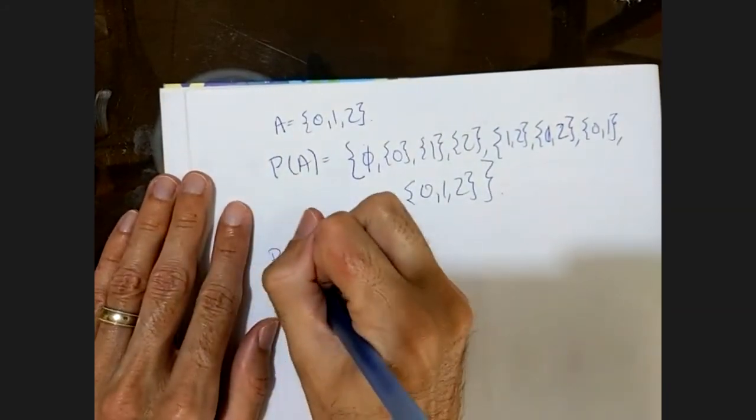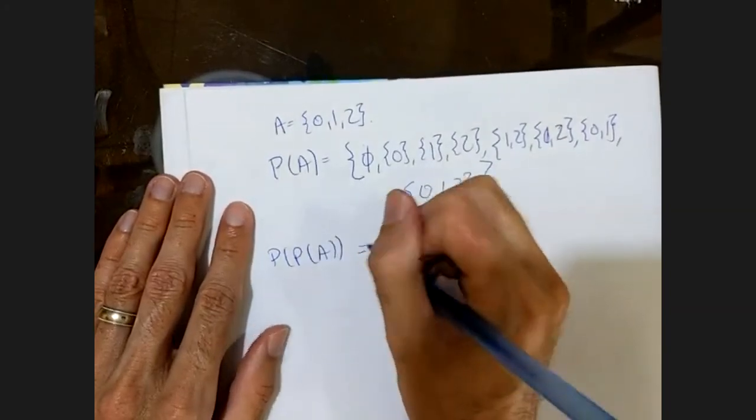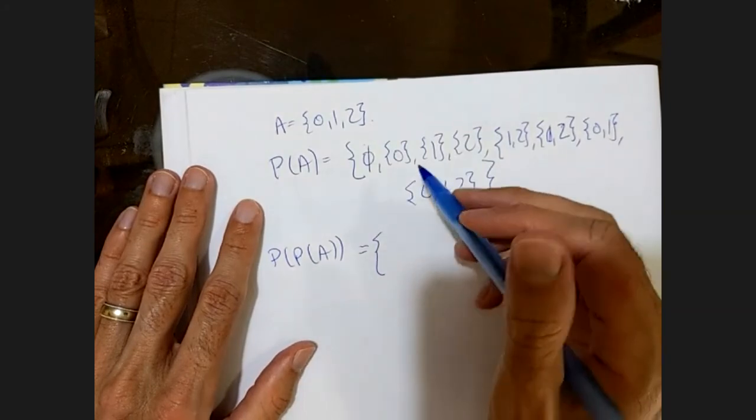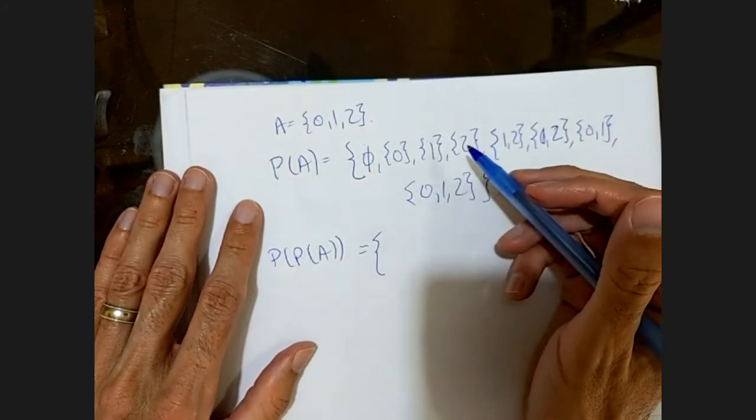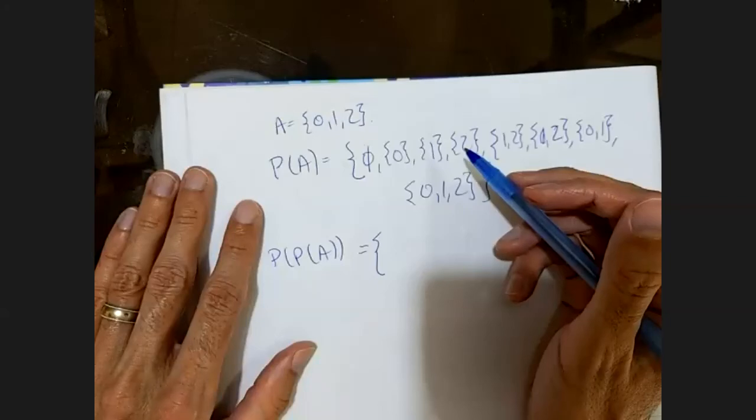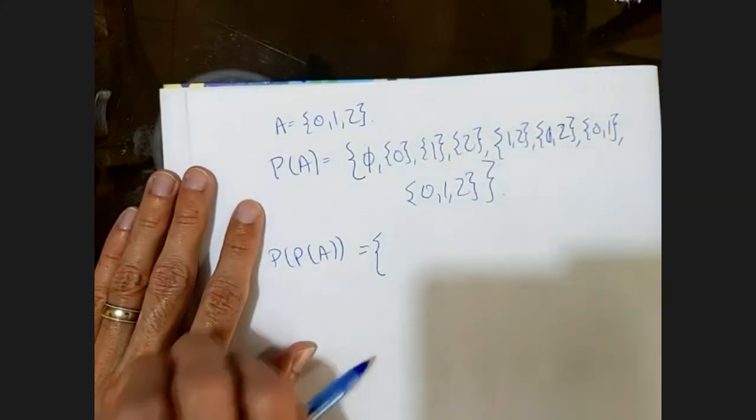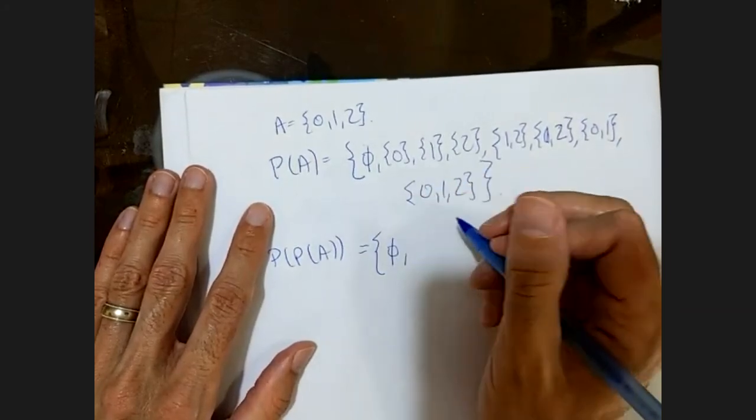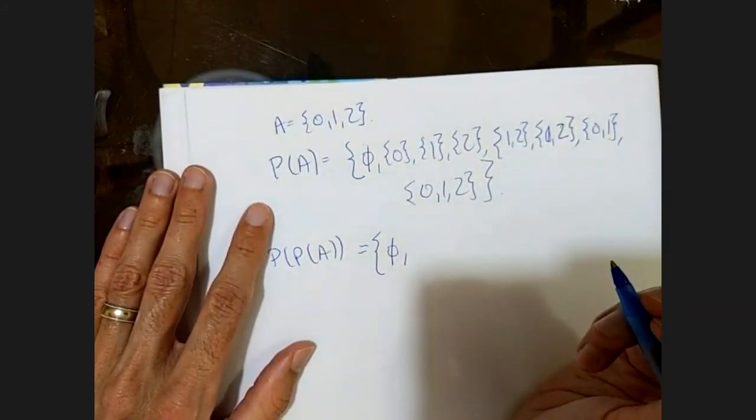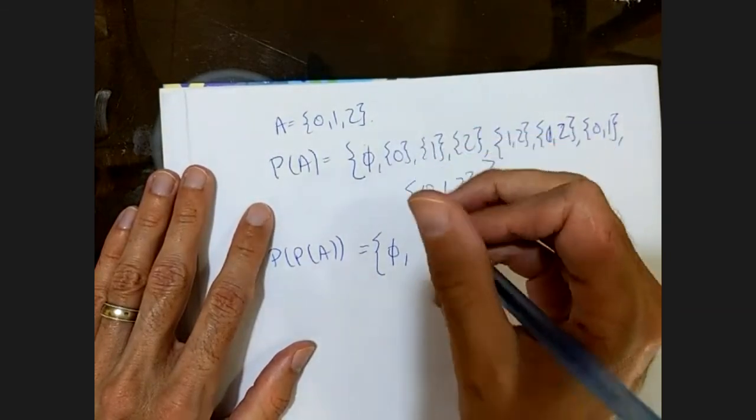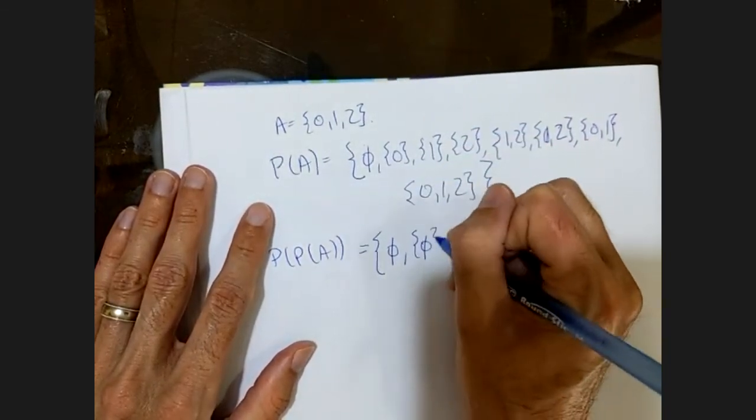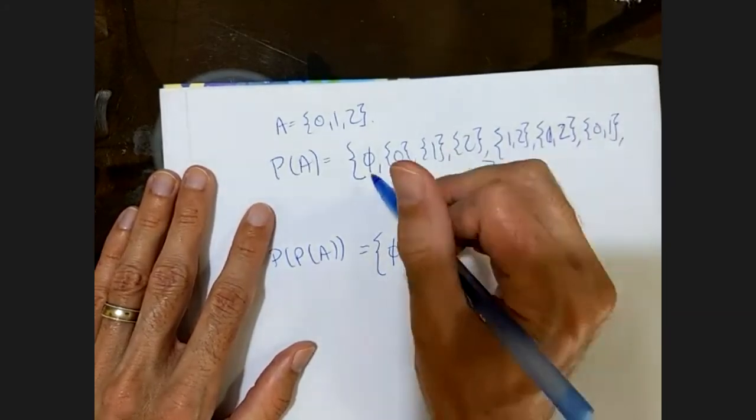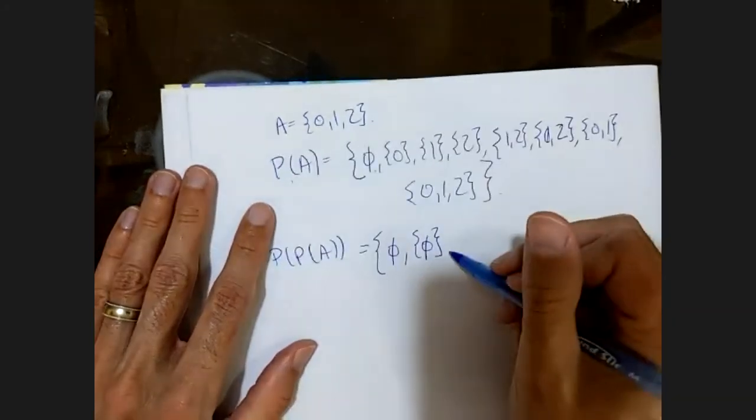And what about the power set of the power set of A? Well, that's a lot of stuff. Okay. So I'll actually have 2 to the 8 things. What's that, like 256 elements? That's okay. Have the empty set. Because the empty set is an element of the power set of A.